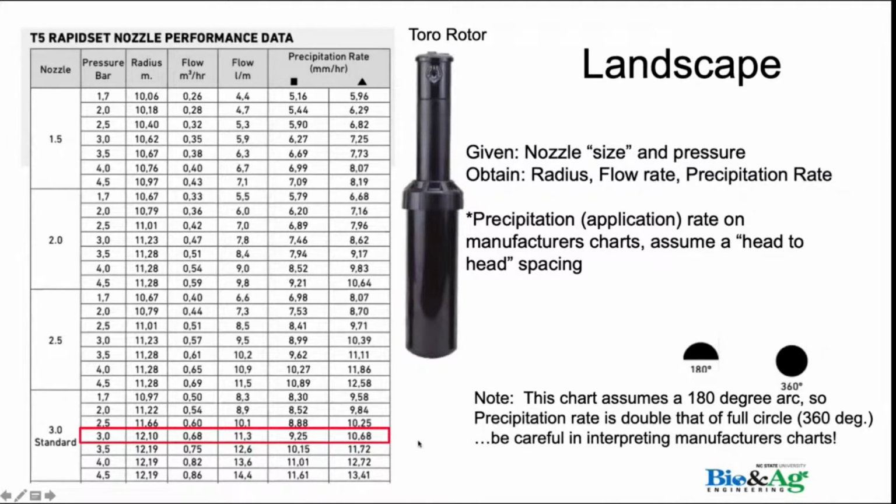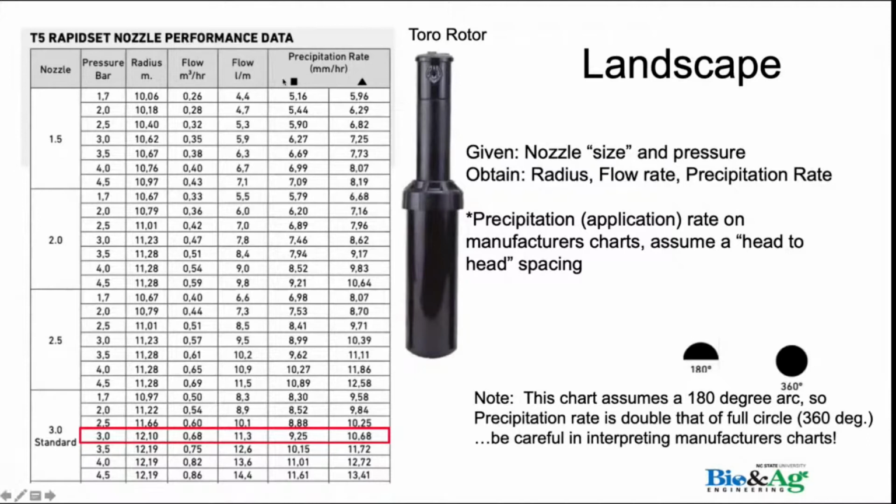Because if you do 360, you will get a different application rate. You'll get half that application rate. So if you were to have a full circle configuration, it would be half of the application rate in this chart. I went through the calculation and saw it was wrong, and then I figured out why. So be careful in interpretation. Sometimes they don't tell you this. Hopefully they do, at least in the footnote.